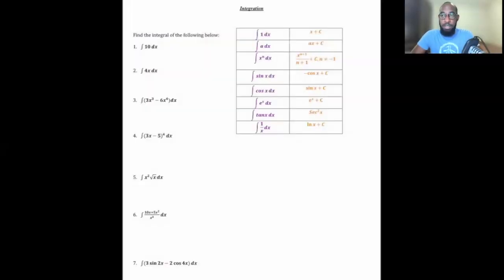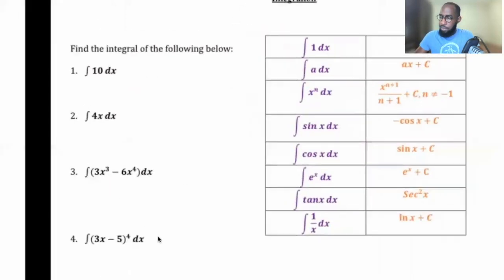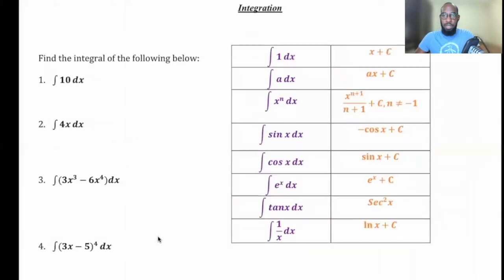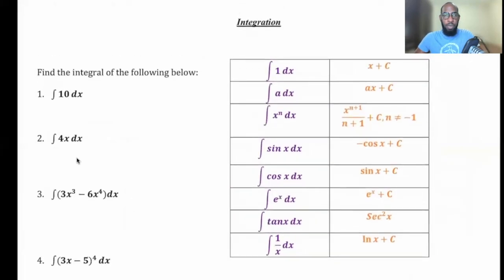Here we are going to take a look at integration. We're going to apply these rules to these questions here. So let's jump right into it. We need to find out what is the integral of 10 dx. Now, the x simply means your answer should have x in it. So the integral of 10 dx, your answer should involve something with x.